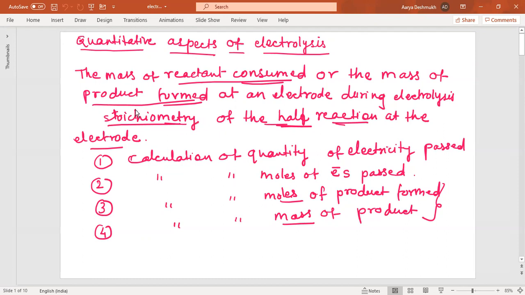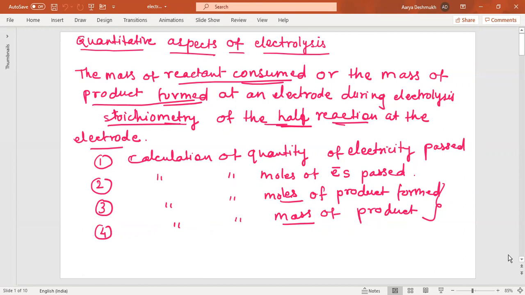To find out the mass of the product formed, we need to follow these 4 steps. First is the calculation of the quantity of electricity passed. Secondly, the calculation of moles of electrons passed. Third is the calculation of moles of product formed. And the moles of product formed can be converted into the mass of the product formed by multiplying these moles by the molar mass of the product. In this way, we can calculate the mass of the product formed during the electrolysis process. We'll go through this one by one.